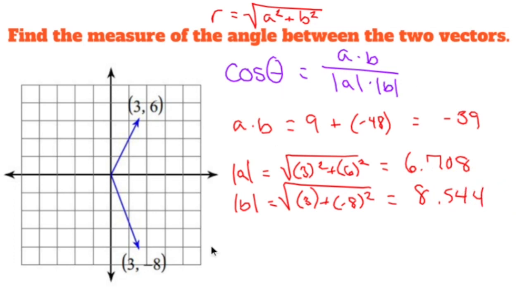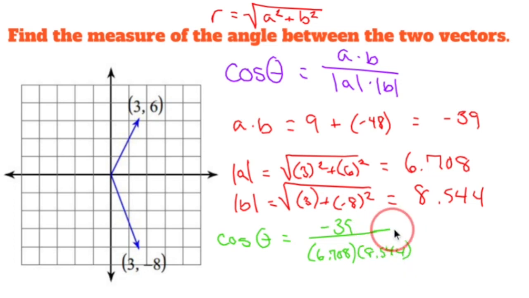Now that I know all this, I can plug it into that formula. So cos theta is going to equal negative 39 over 6.708 times 8.544. That terrible, terrible, terrible number ends up being negative 0.680472.